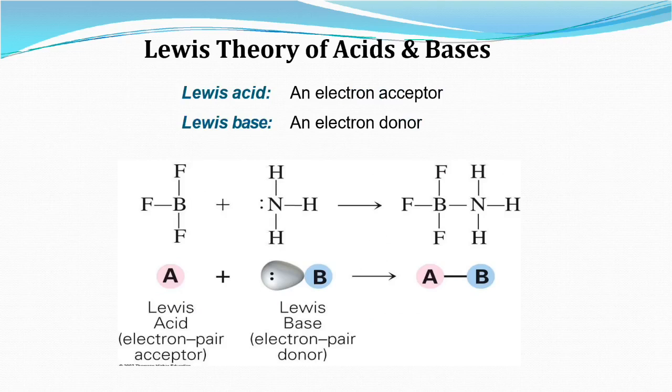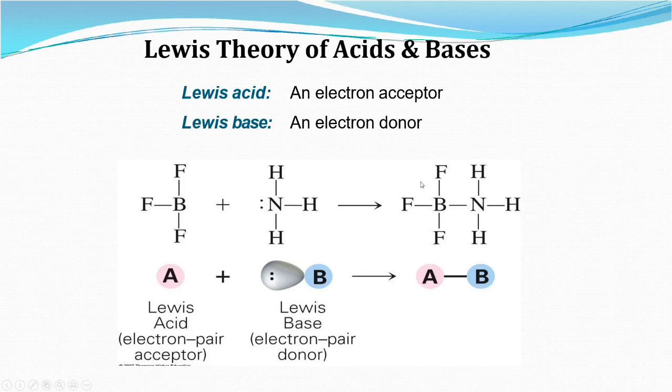Lewis theory of acids and bases. In this case, an acid is an electron acceptor, and a base is an electron donor. Here, BF3 is an acid and NH3 is a base. It is because in BF3 a vacant orbital is there. It can easily accept a lone pair of electrons from the ammonia to form a chemical bond, a new bond. And this product, we call it an adduct.